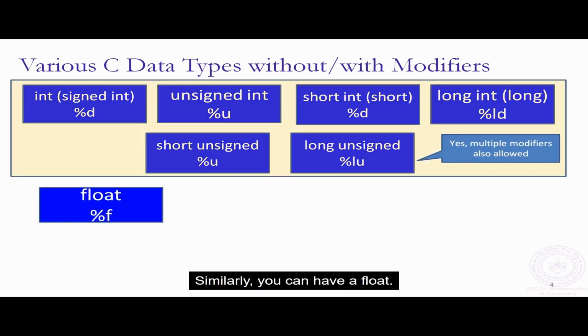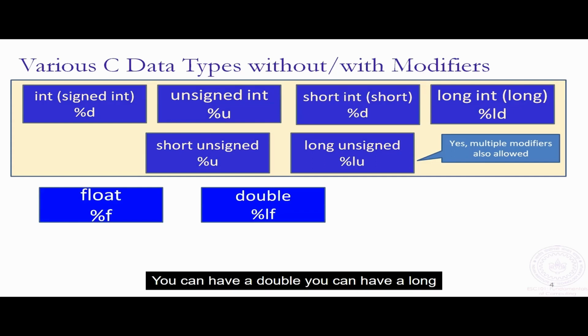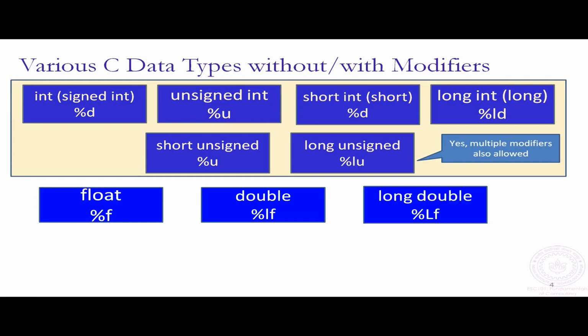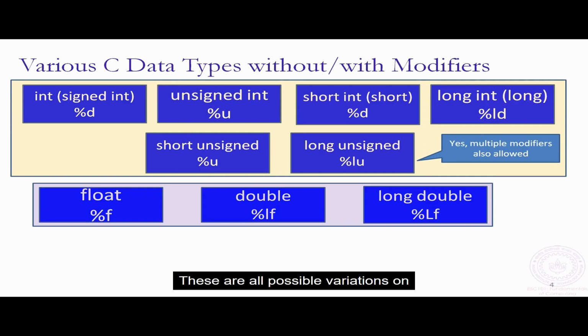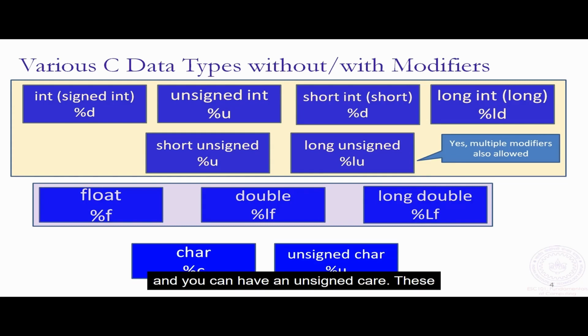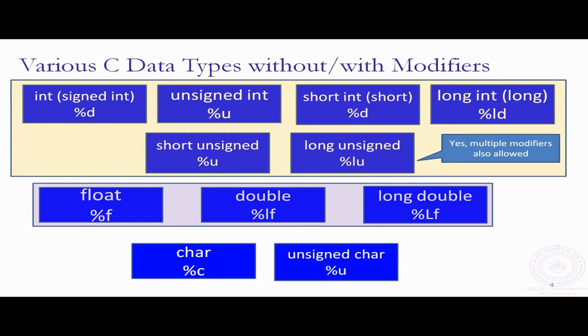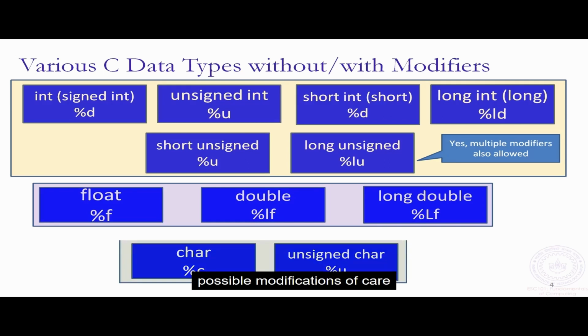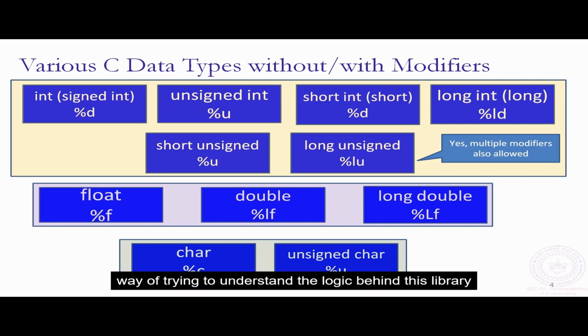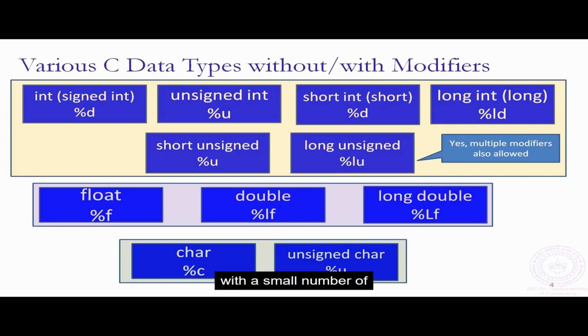Similarly, you can have a float, you can have a double, you can have a long double. These are all possible variations on float. You can have a char and you can have an unsigned char. These are all possible modifications of char. So this is a great way of trying to understand the logic behind this library, that these are all modifiers interacting with a small number of basic data types, int, float, and char, that gives you this big zoo.